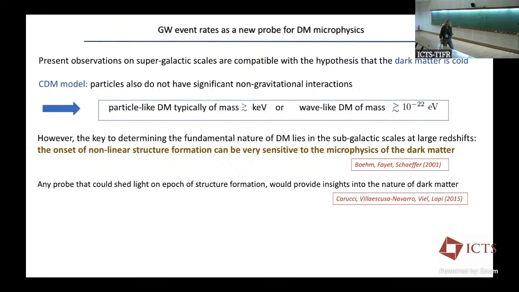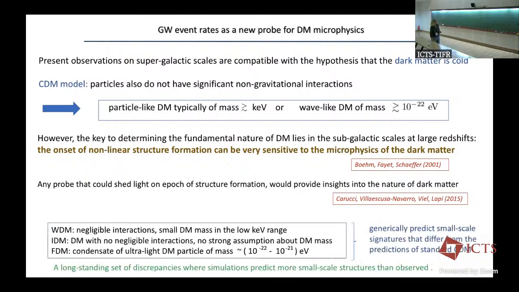And that is going to depend a lot on the nature of the microphysics of the dark matter that you consider. There are 3 different types of dark matter, therefore: warm dark matter, interacting dark matter, and fuzzy dark matter. Whichever of these 3 you have is going to give a distinct signature from cold dark matter, because generically it predicts small scale signatures that are different from the predictions of standard cold dark matter. And as a matter of fact, there has been a big problem for many years that simulations predict more small scale structure than what is observed.